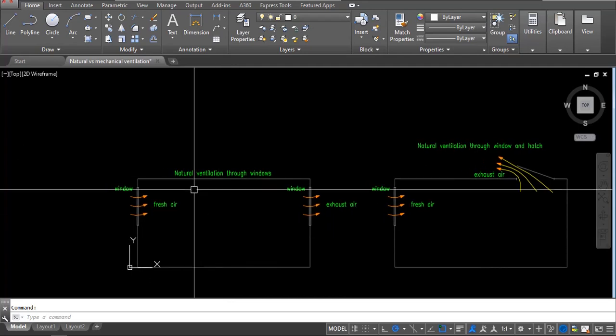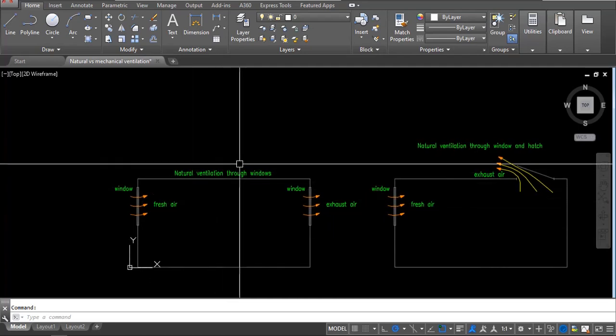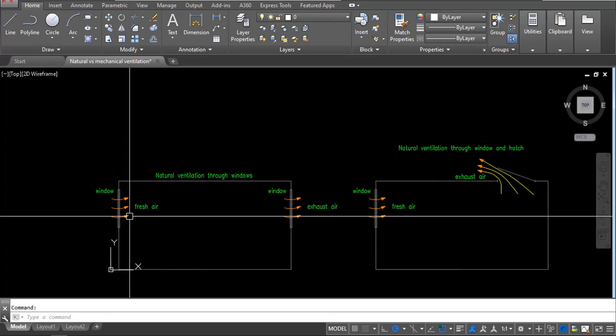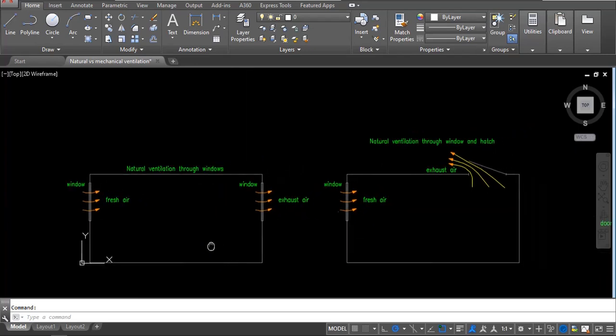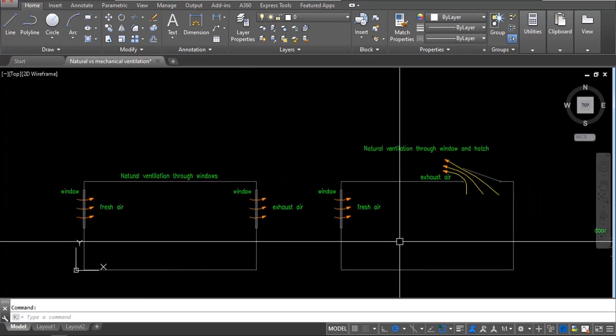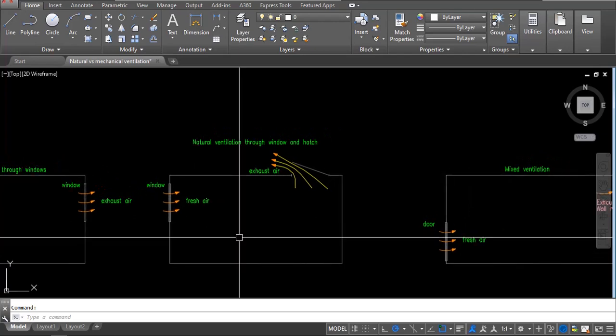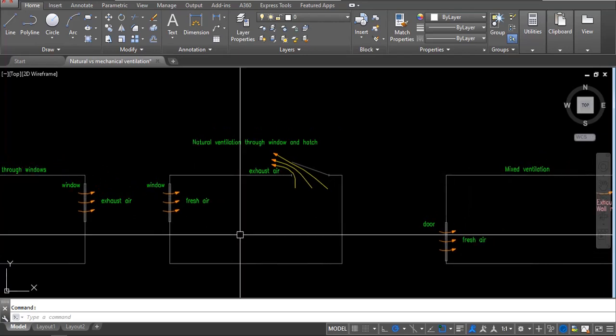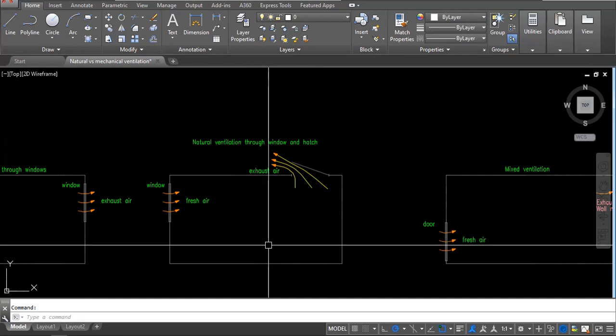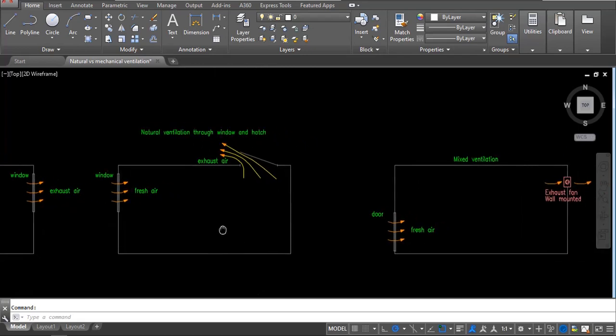The first scheme is a natural ventilation scheme through windows, where the air is supplied and exhausted through windows. In the next drawing, we have also a natural ventilation scheme, but this time the air is exhausted through a hatch in the roof. And like we've seen before, the air is supplied through a window.